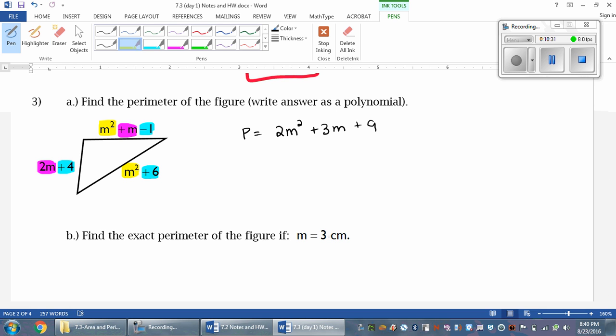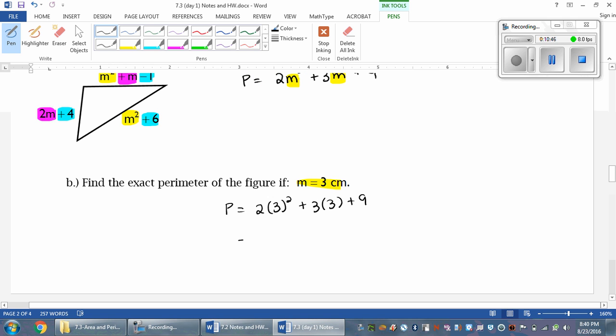Now find the exact number when m is 3. So every time you see m, you're going to replace it with 3. The perimeter is equal to 2 times 3 squared plus 3 times 3 plus 9. Put that in your calculator. You'll get 36, and don't forget your units. You will be marked off if you do not remember your units. Alright, please turn the page and complete your homework.